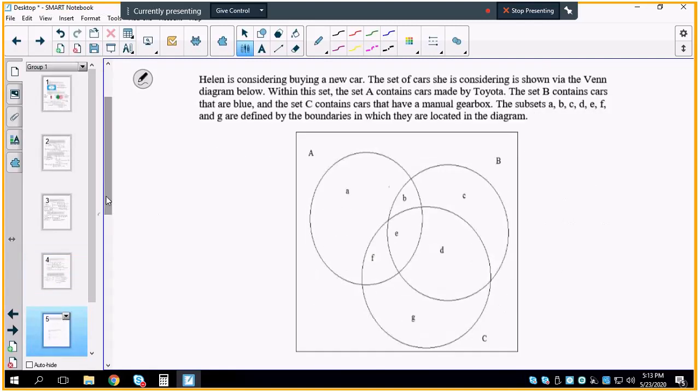These types of examples are called Venn diagrams. Helen is considering buying a new car. The set of cars she is considering is shown by the Venn diagram below. Within this set, the set A contains cars made by Toyota. The set B contains cars that are blue, and the set C contains cars that have a manual gearbox. The subsets A, B, C, D, E, F, and G are defined by the boundaries in which they are located in the diagram. So what are my questions?